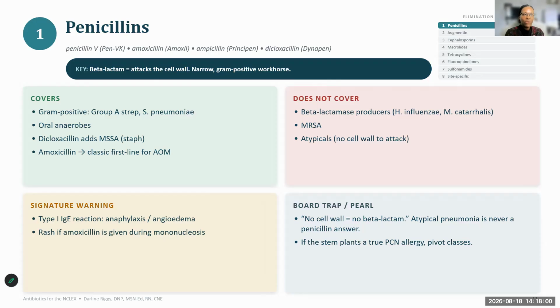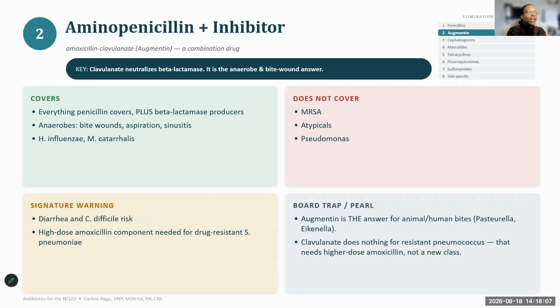Go down your ladder. Okay, if it's a true penicillin allergy, do not give anything penicillin. Okay, your augmentin, which is a combo drug I mentioned earlier, so it's going to cover everything that penicillin covers. You can go to an augmentin. Okay, your anaerobes, your H influenza, but it won't cover MRSA. Okay, and there's a whole list here for you of stuff that it will not cover.